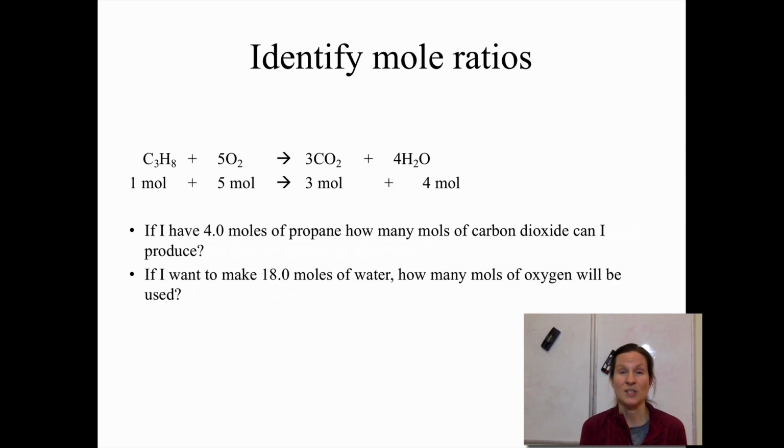What I'm doing essentially in my head is making mole ratios. And sometimes it's really easy to do mole ratios in your head and sometimes it's not. For this particular equation, it's not as easy to do mole ratios because the numbers are 5 and 3 and those don't divide out quite as easily. So a mole ratio would look like this.